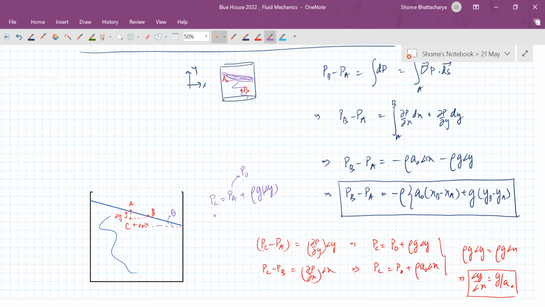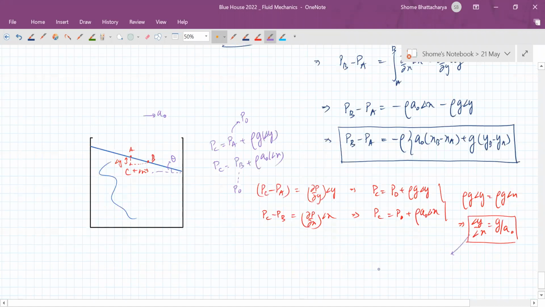Now, similarly, pressure at C will be equal to pressure at B. Now, pressure at B is again atmospheric pressure. It's at the open surface. Plus rho A naught delta X. This is how we are getting these two equations. Now, comparing the two equations, you can see delta Y by delta X will be uniform for this accelerated tank. So that means the surface will have a uniform slope of tan inverse of A by G.